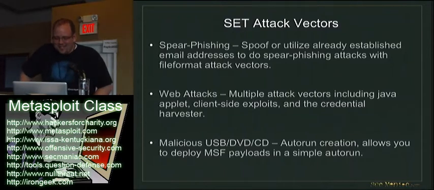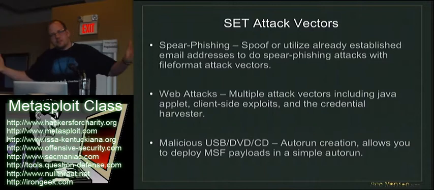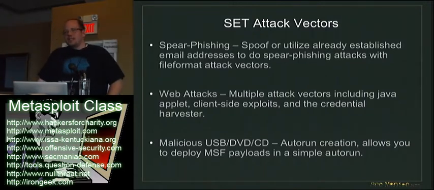So let's talk a little bit about the different SET attack vectors. There's a spear phishing attack. Everybody knows what spear phishing is, hopefully. It's just targeted attacks against an organization, either via email or other methods, in order to coax them into doing something, whether you're double-clicking an exe or a PDF, or whatever you're doing to compromise the system. The spear phishing attack will explain that.